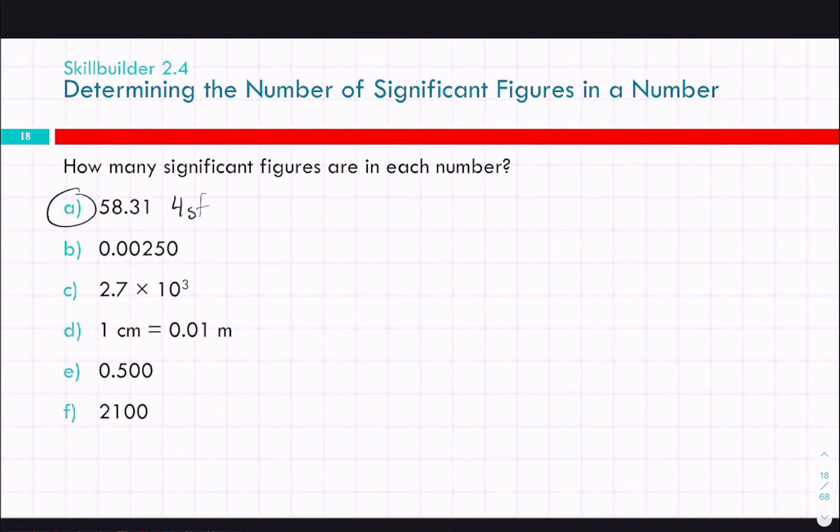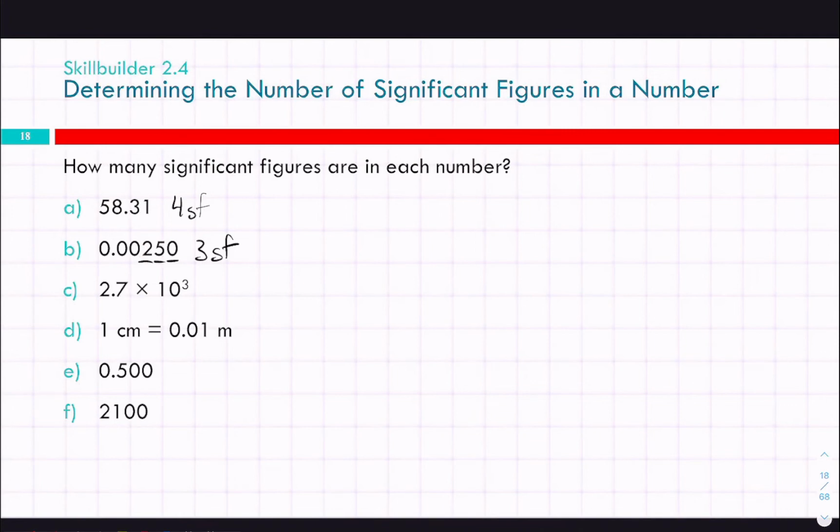All right, what about B? 3? Are these trailing zeros or are these leading zeros? And leading zeros are never significant. So yeah, because we're only counting the trailing zeros here, this would be 3 sig figs. Just these 3.